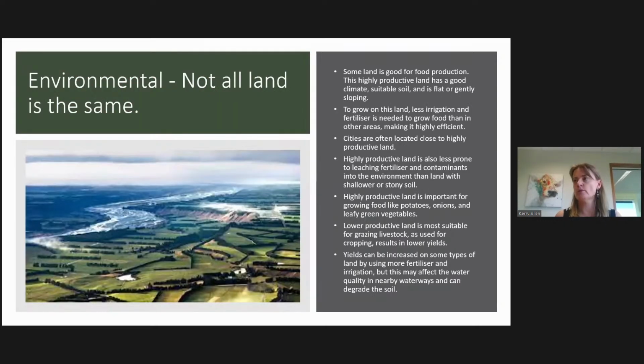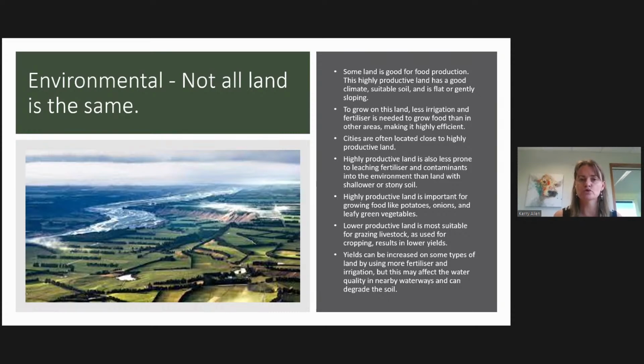Now, environmental is probably the biggest impact on where you can grow your crops. And the reason for that is because of the physical factors, but also what sort of land it is, so the topography of the land. So highly productive land tends to be where it is good climate, suitable soils, and is flat and gently sloping. So that land is used for highly intensive horticulture, cropping, arable cropping, and some animal land use, okay, such as dairying, etc.